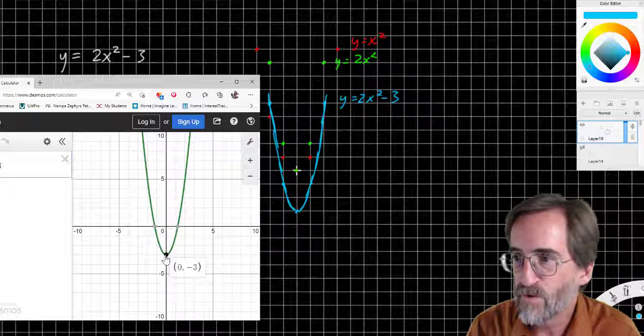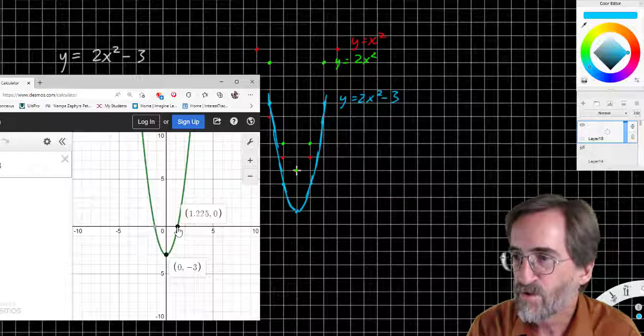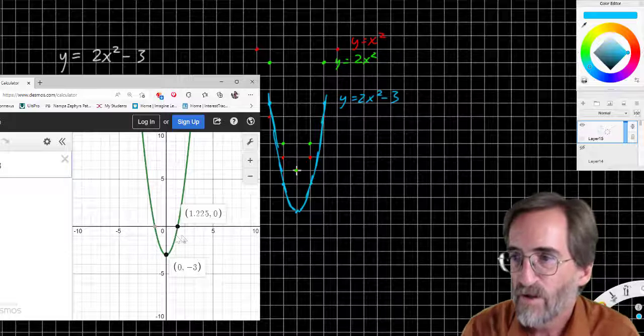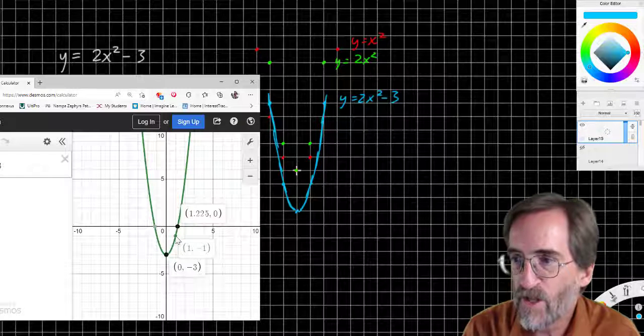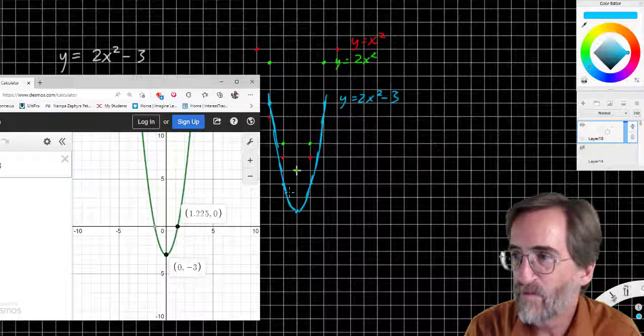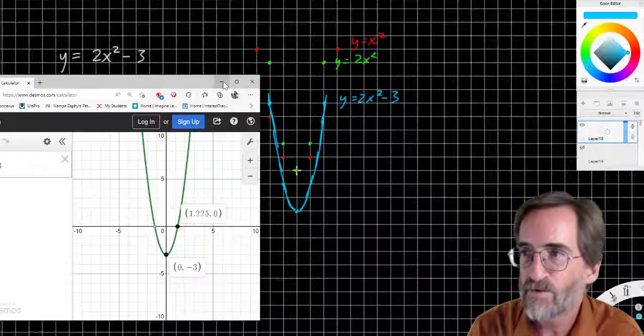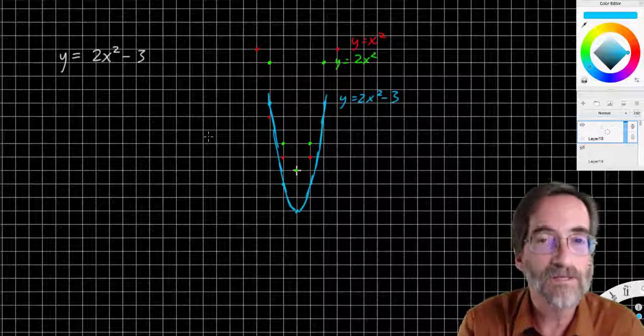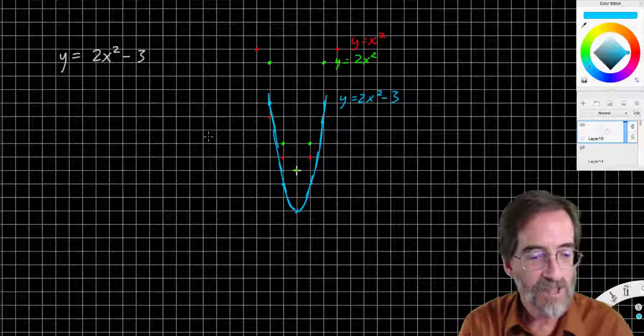It goes through 0, negative 3. Goes through about a little over 1, right? That's right here, the x-intercept. Okay, but it goes through the point negative 1, negative 1, right? 1, negative 1, and so on. So hopefully that helps. You'll get a lot more details in the lesson itself, of course, but this is meant to help give you a highlight of the topics.